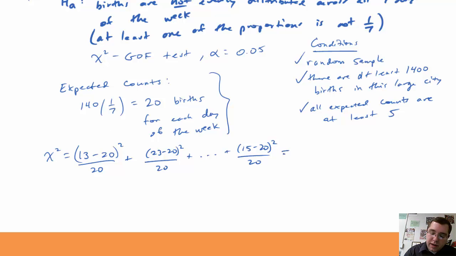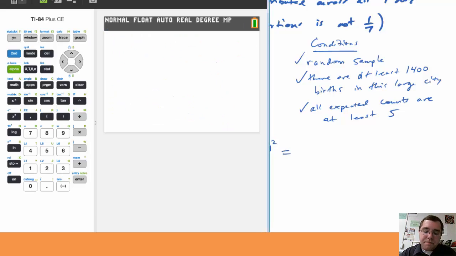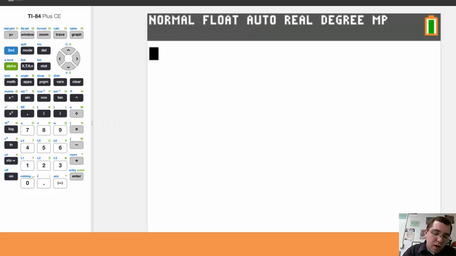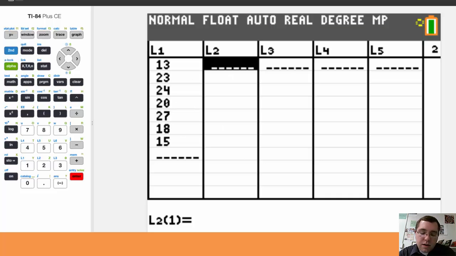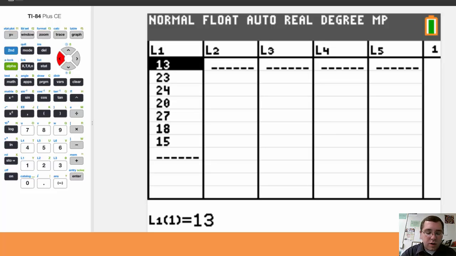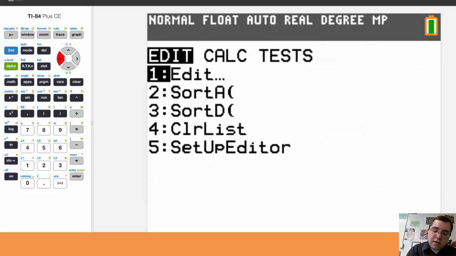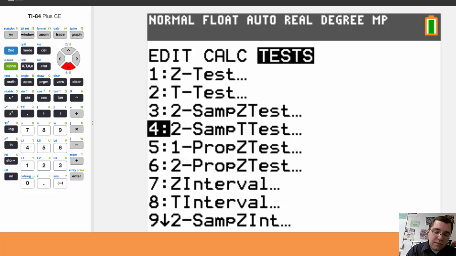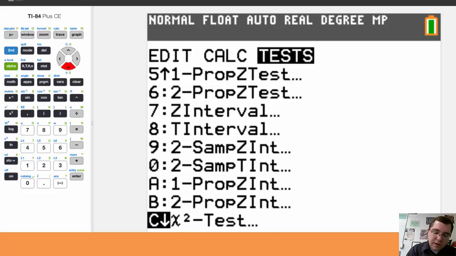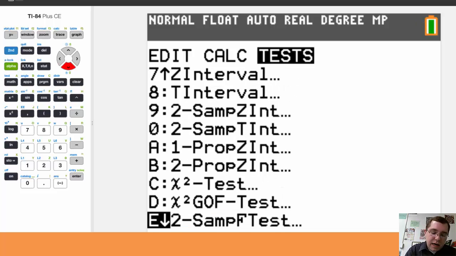Okay, now I actually have my calculator calculate this, so I go to my calculator. And on the calculator, I plug in my data into a list. So I have that already plugged into L1. I'm going to then go to Stat, Test. I'm going to go all the way down. On mine it's the letter D. You'll notice 2 that are called chi-squared. There's the chi-squared test and the chi-squared GOF test. So what we're doing here is the goodness of fit test, the GOF test. So we're going to choose that one.